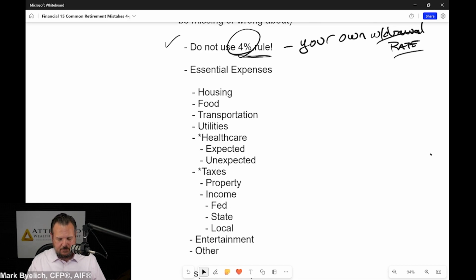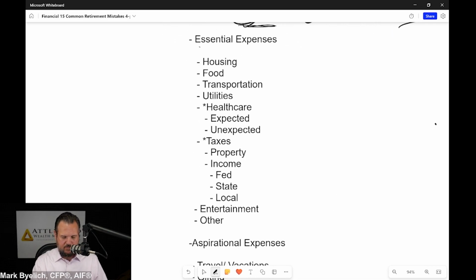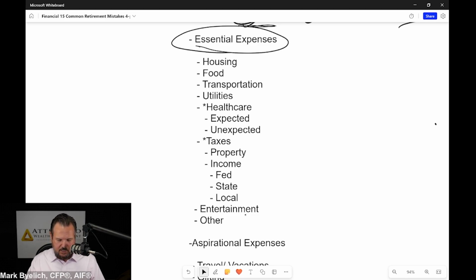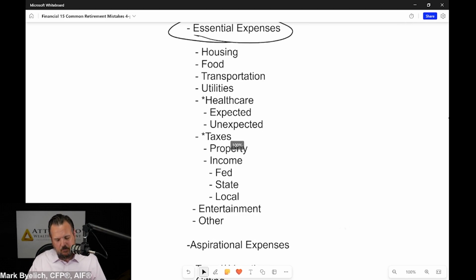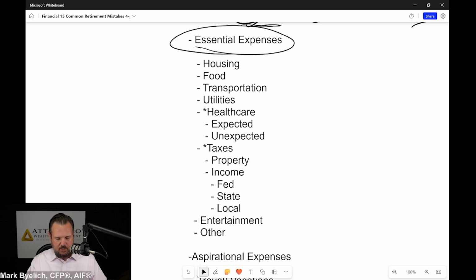So what kind of expenses are we talking about? Well, first we're talking about essential expenses. So these are things that you must have during your retirement. And well, I'm going to come back to that. So the essential expenses, I went through and I think I got them all, but there could be some others, and we're going to talk about how we identify those others. And what's essential to me might be different than what's essential to you, frankly.